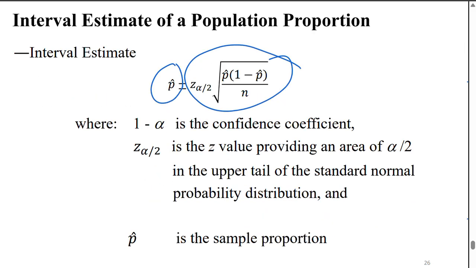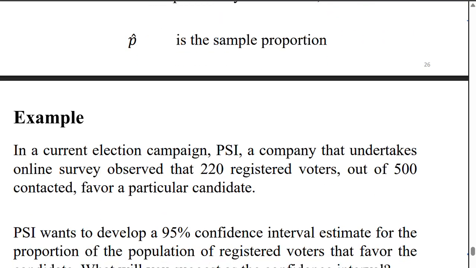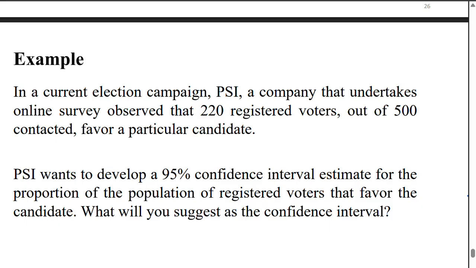Let's take a look at an example and see how we can calculate the confidence interval for a proportional distribution. In a current election campaign, PSI Company Analytics online survey observed that 220 registered voters out of 500 contacted favor a particular candidate. PSI wants to develop a 95% confidence interval estimate for the proportion of the population of registered voters that favor their candidate. What will you suggest the confidence interval as?